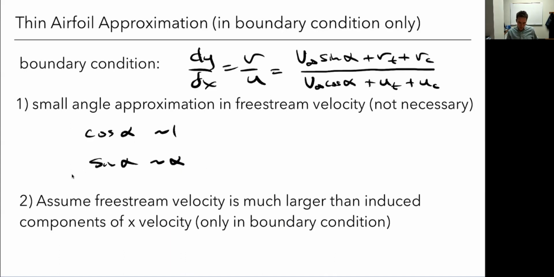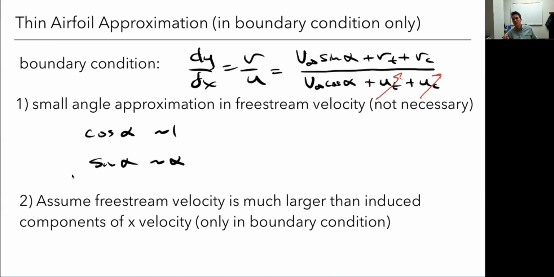But these next two we do have to do to solve this. One is that we're going to assume that the free stream velocity in the x direction, so we're looking at this part here, this term here is much bigger than these. And this is part of that thin part. So if my airfoil is thin, we're going to assume that it's not doing much in the x direction, but all of the disturbances are primarily in the vertical direction. So we're going to ignore these terms, only in the boundary condition.